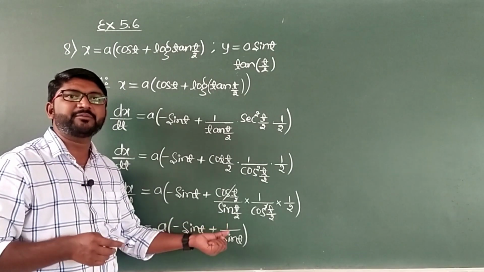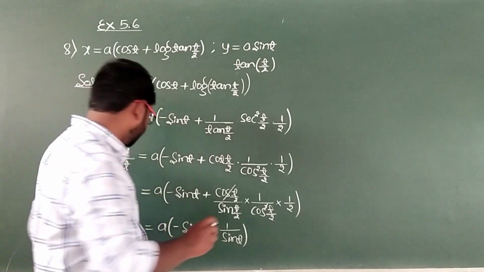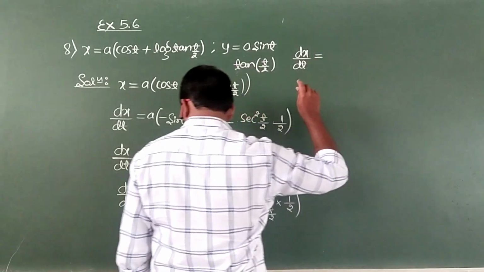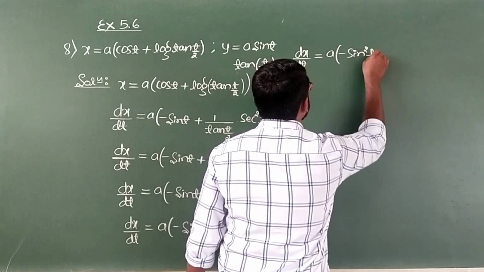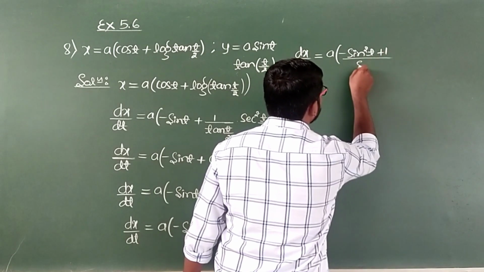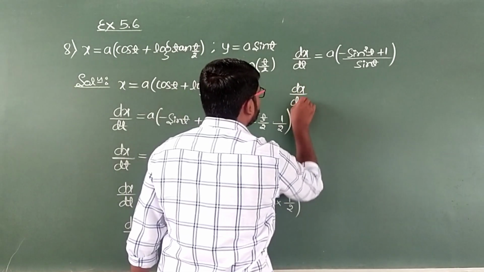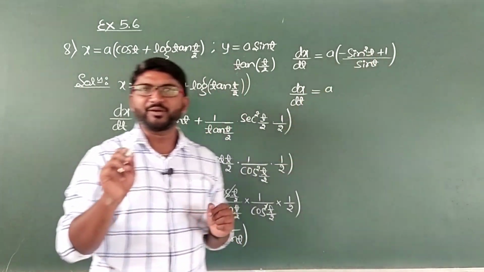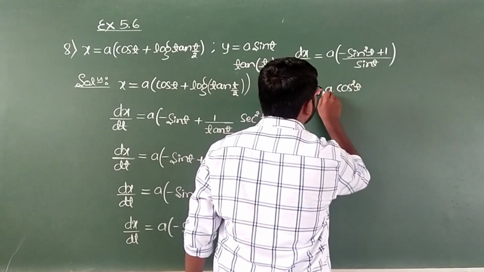Now in the next step we will have to take up the LCM. Sin t will be multiplied with sin t, we get sin square t, and write minus sin as it is. So overall we get dx by dt which is equals to a, I will be writing it as it is, we get minus sin square t plus 1 divided by sin t. The LCM is sin t here. Now 1 minus sin square t will be cos square t. So we get cos square t divided by sin t.